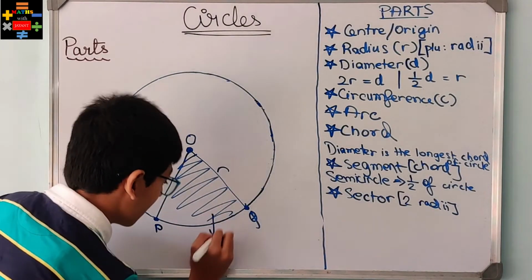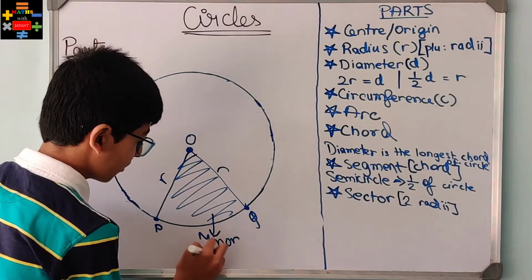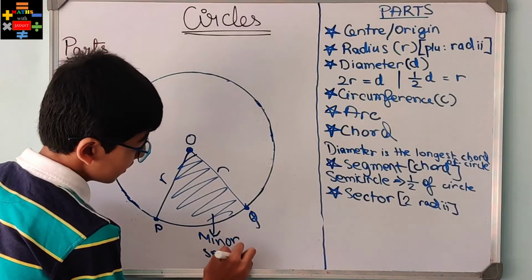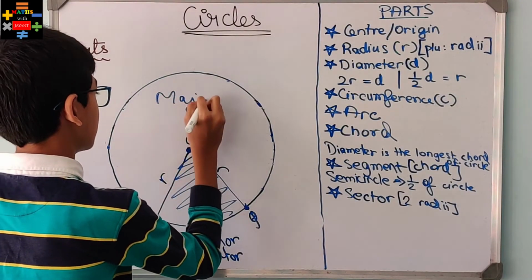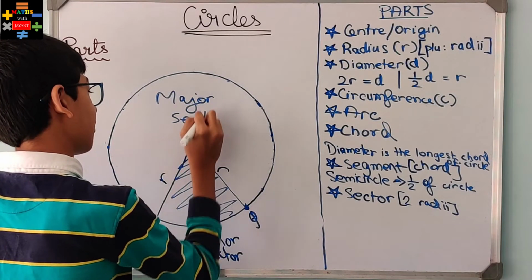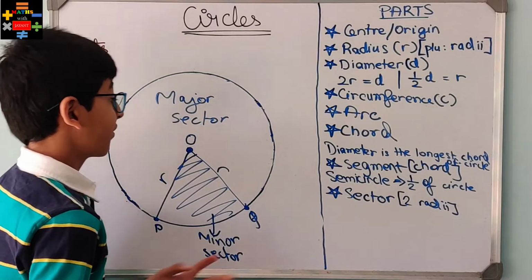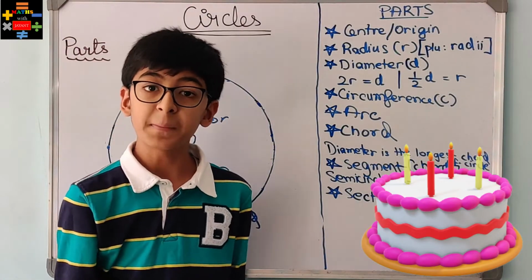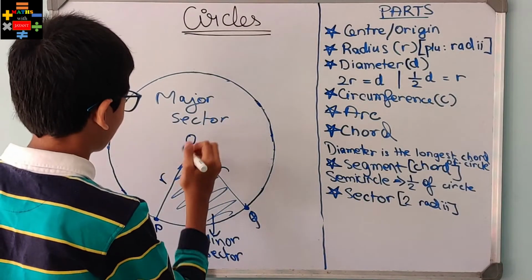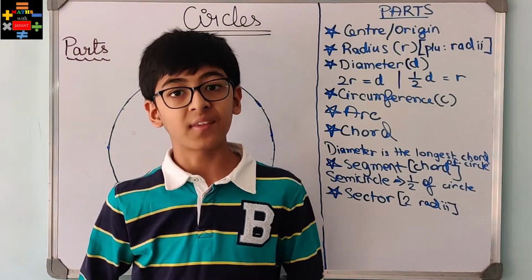Now this part will be called a minor sector as it is the small sector, and the bigger sector is called the major sector. Now we all know that. So this is how we do our naming. So for a sector, you can remember either a cake or a pizza slice. Even pizza slices are like this. So now this is about sectors.